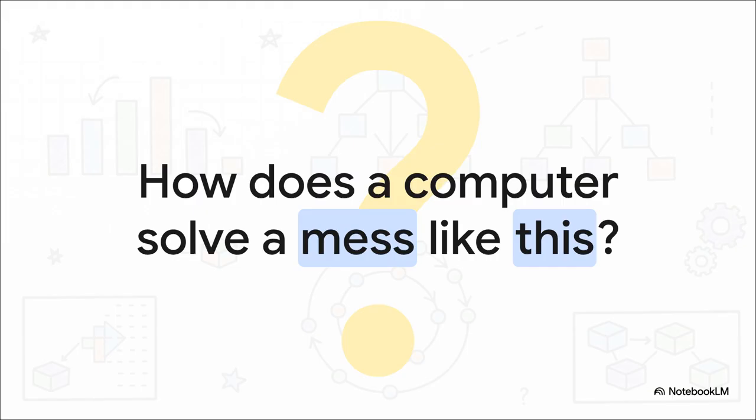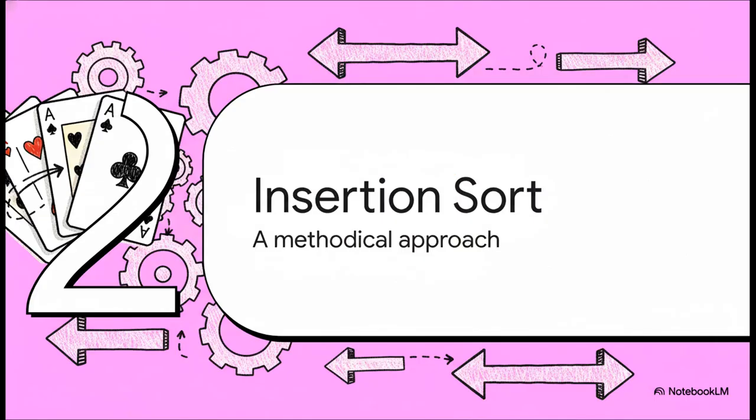Okay, so let's get specific. Just look at this jumble of numbers. It's totally random. How does a machine, something that only understands very strict rules, turn this digital mess into a nice, neat line? Well, it turns out there's more than one way to tackle this, and each method has its own unique personality. First up, we've got a method you've probably used yourself without even thinking about it.